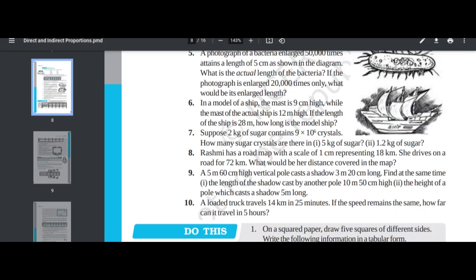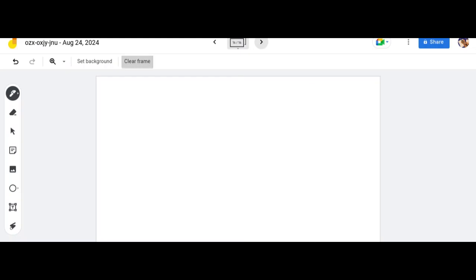Understood? Yes, ma'am. Now for question number 9. A 5 meter and 60 centimeter high vertical pole casts a shadow of 3 meter and 20 centimeter long. Find at the same time the length of the shadow cast by another pole 10 meter and 50 centimeter long, and the height of the pole which casts a shadow of 5 meter long. Now does this seem pretty easy or difficult? Easy. So we have to do the first part, and we also have to do the second part. Okay, I will draw the table for each part. This is question number 9.